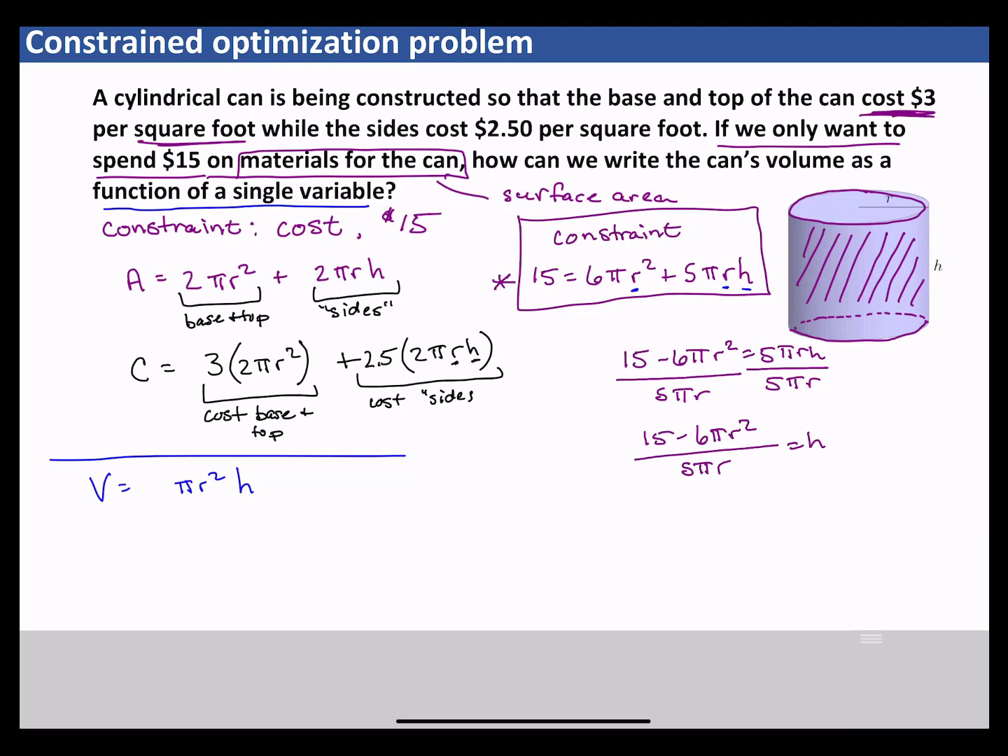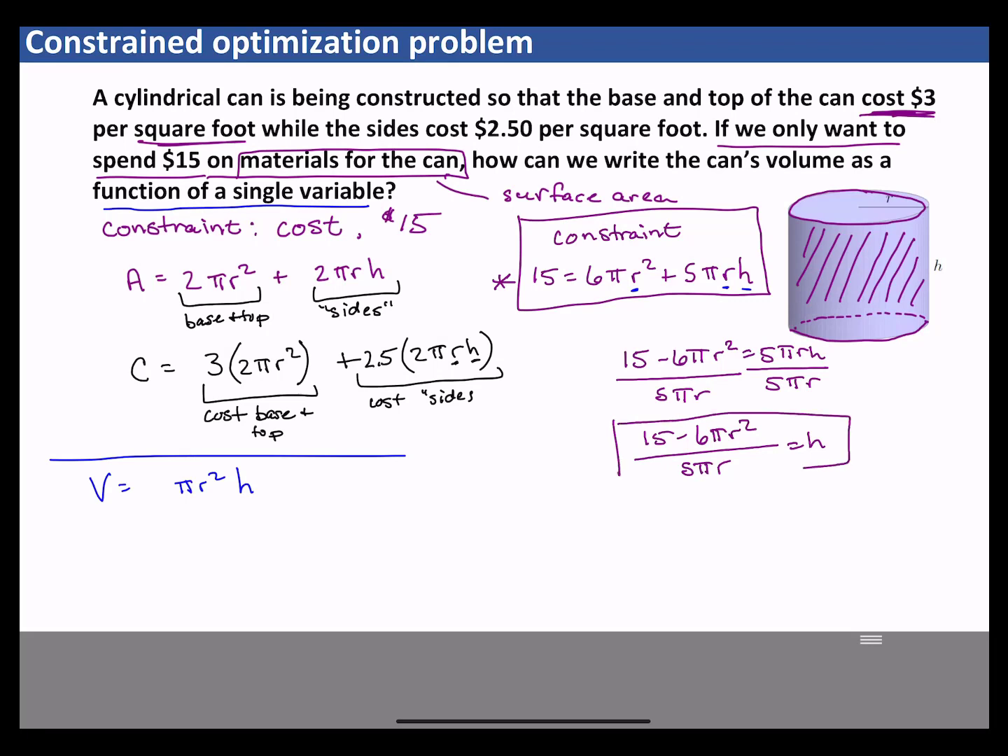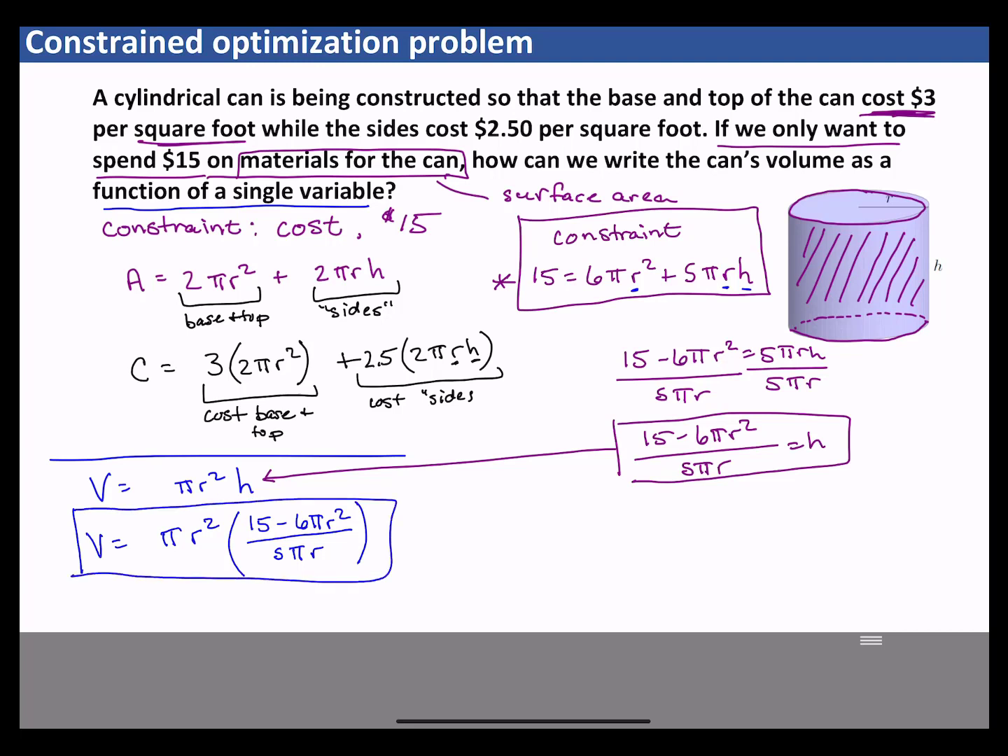So we can use this constraint equation to isolate one of the variables, and then we can substitute that into our volume function so that our volume will only depend on one variable. So we'll have pi r squared times 15 minus 6 pi r squared all over 5 pi r. And now our volume depends only on the radius. So technically, that is the volume as a function of a single variable.